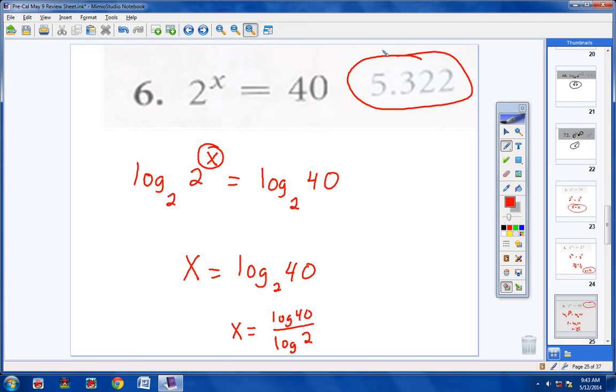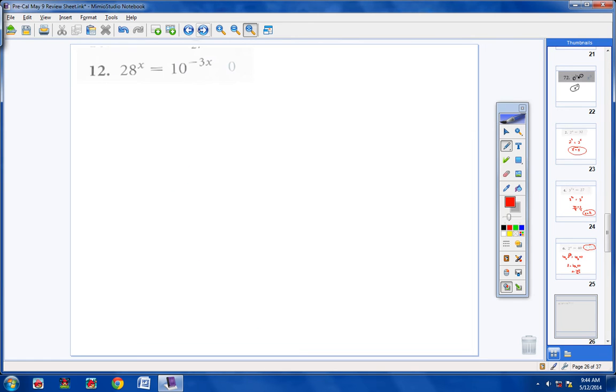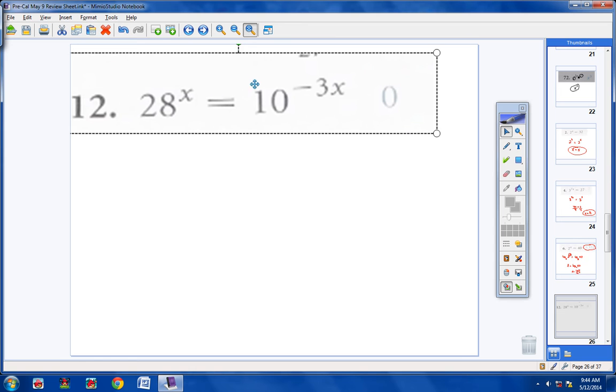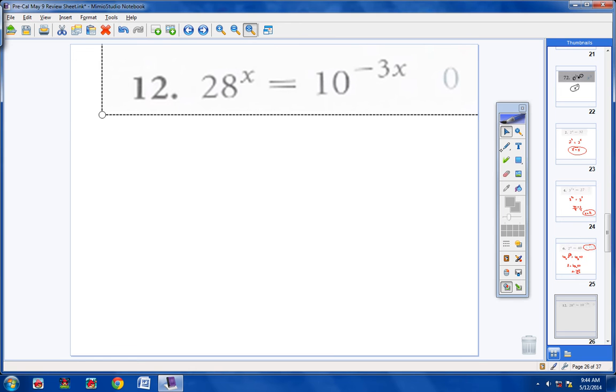You need to know how to do those, guys. It's a very standard exponential function, okay? Or exponential equation. Okay, here's another one. Now, this is a little more difficult, guys, so just understand it. This one's not going to be easy, okay? I'm going to tell you why. Let me walk you through the steps, and you listen to me, okay?